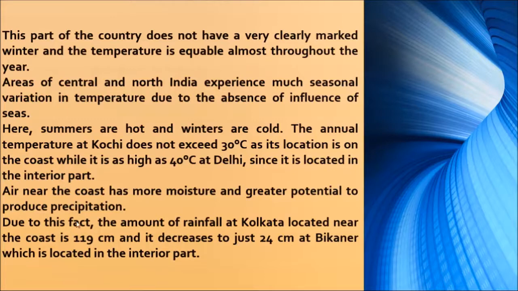So when we talk about the moisture in the air and the rainfall amount, Kolkata is located near the coast, so the rainfall is measured as 119 centimeters. But Bikaner, which is located in the interior part of the country and is distant from the sea, has just 24 centimeters only. So this is a clear description of the effect of distance from the sea. Okay.